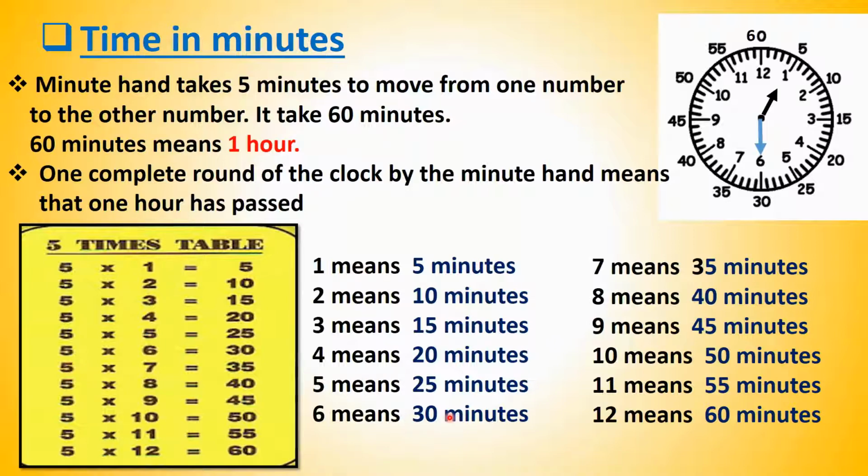5 sevens are 35, 7 means 35 minutes. 5 eights are 40, 8 means 40 minutes. 5 nines are 45, 9 means 45 minutes. 5 tens are 50, 10 means 50 minutes. 5 elevens are 55, 11 means 55 minutes. 5 twelves are equal to 60. That means 5 multiplied by 12 is equal to 60. So 12 means 60 minutes.